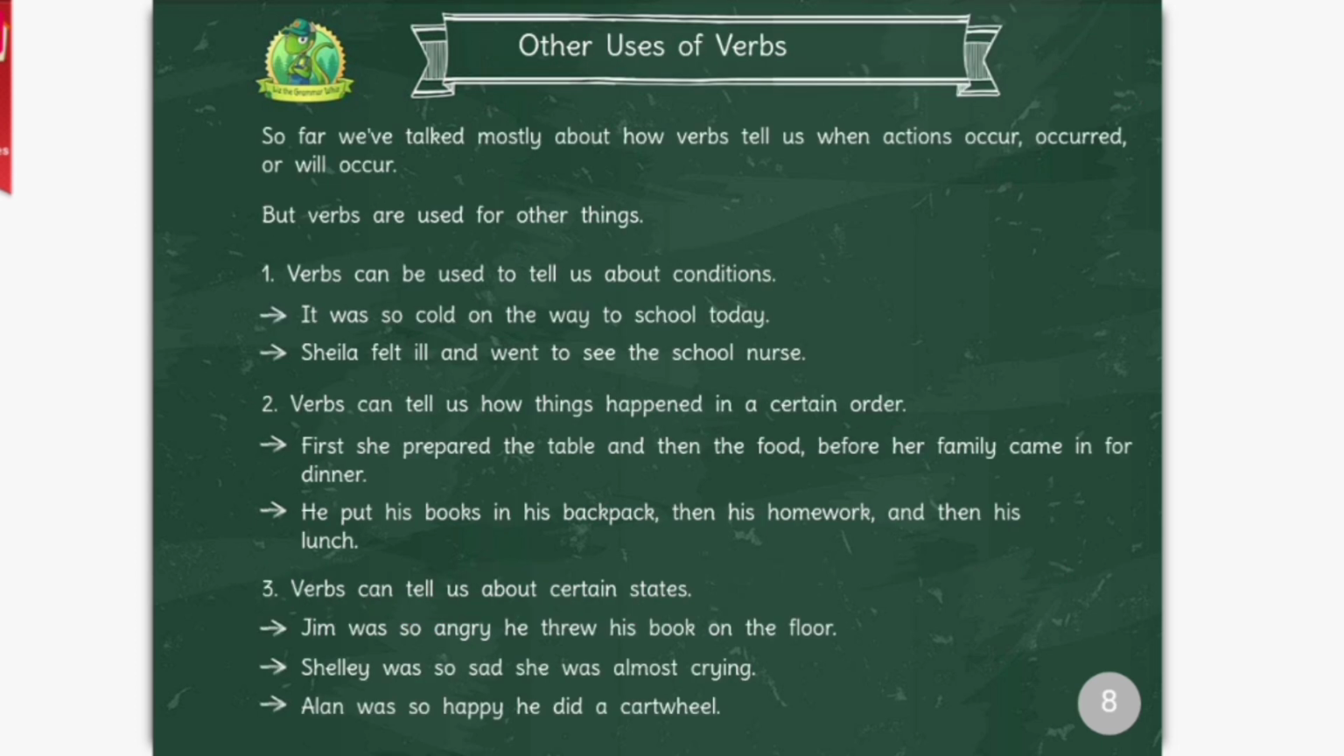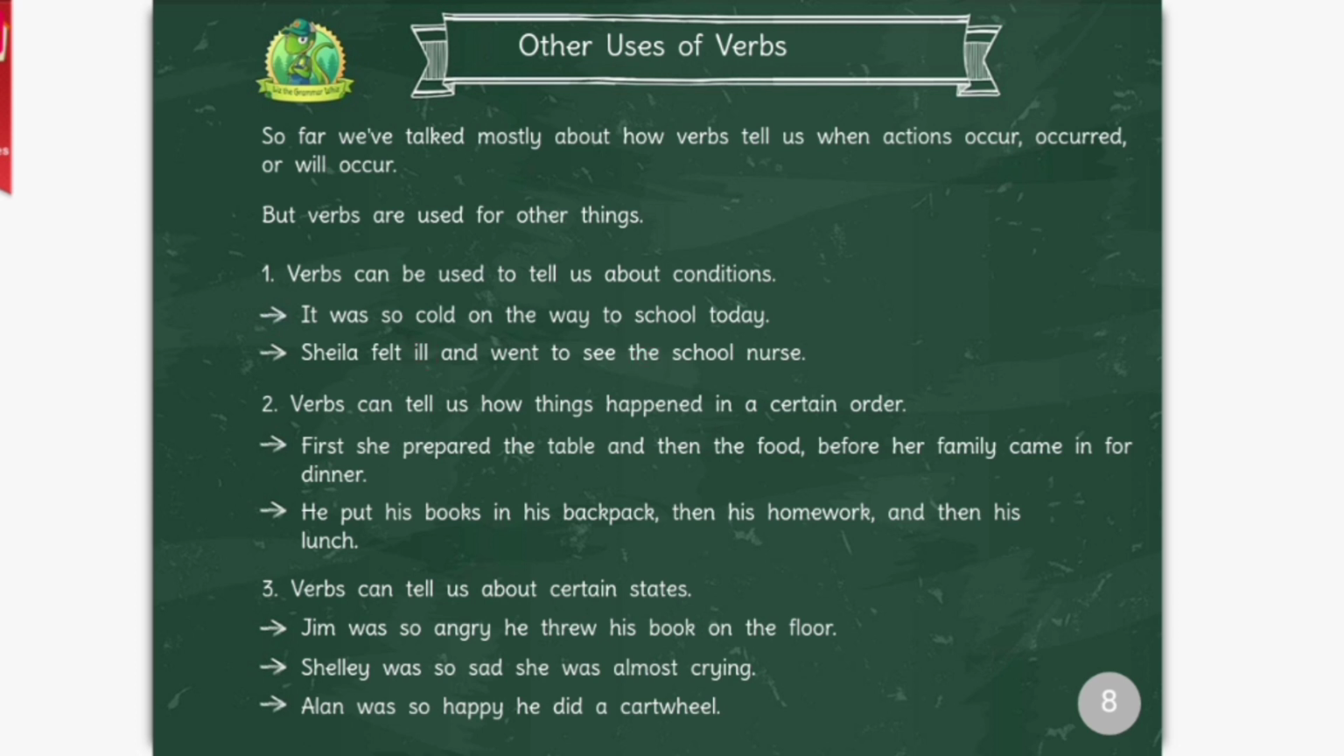Other uses of verbs. So far, we've talked mostly about how verbs tell us when actions occur, occurred, or will occur. But verbs are used for other things. 1. Verbs can be used to tell us about conditions. It was so cold on the way to school today. Sheila felt ill and went to see the school nurse.